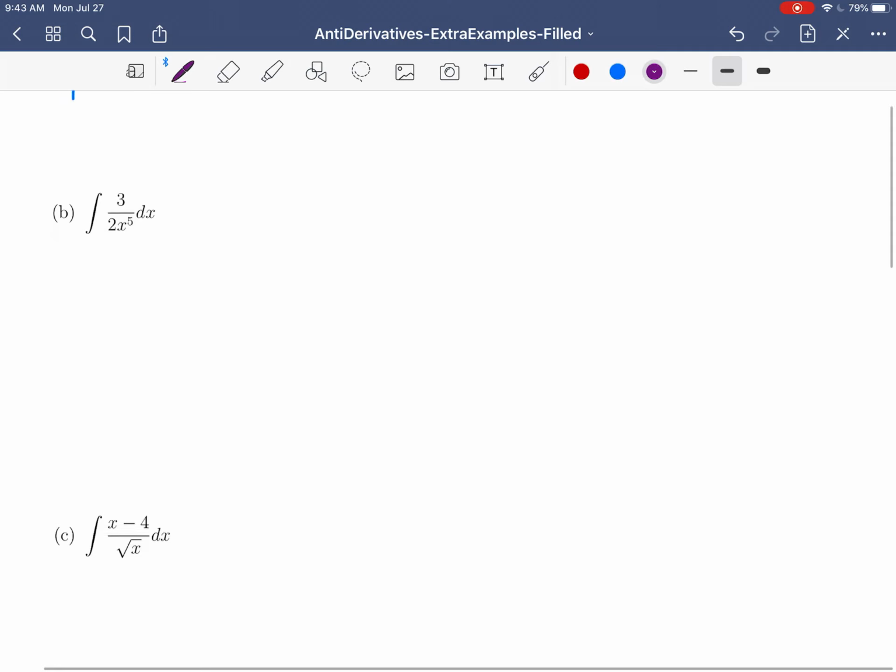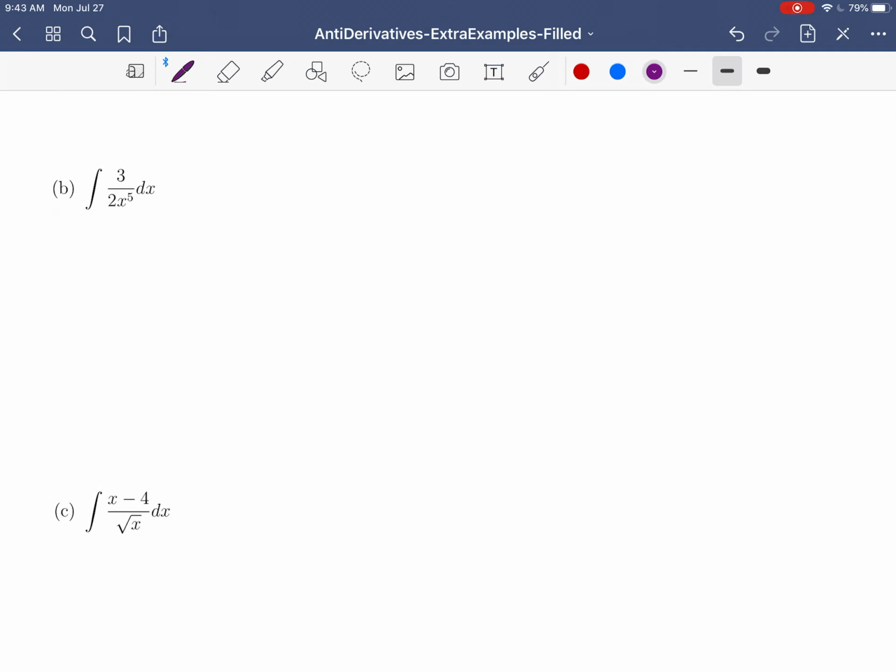So I want the indefinite integral of 3 over 2x to the 5. Again, I want to rewrite this. I'm going to do this in a couple of steps because people often get confused here. I could think about this as 3 over 2 times 1 over x to the 5. That fifth power is only on the x. It's not on the 2. So when I bring it up as a negative, the 2 is going to stay on the bottom. So it's 3 over 2 times x to the negative 5.